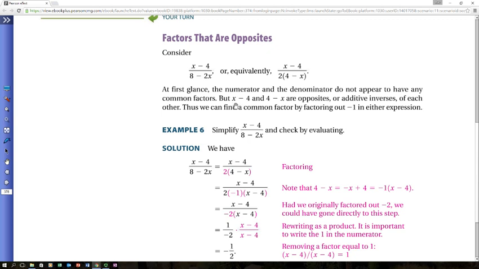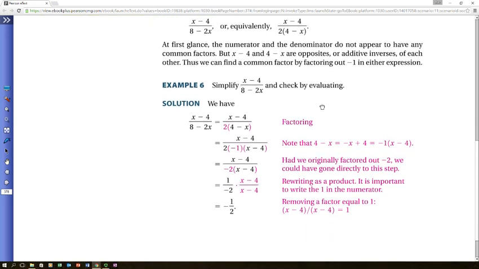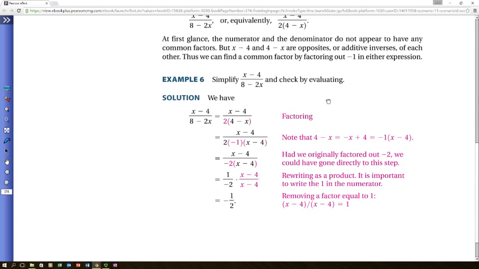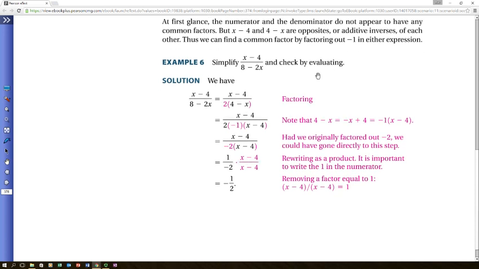But if we look at this, x minus 4 and 4 minus x are opposites, or additive inverses of each other. That's a good thing to remember, additive inverses. In other words, if I added them together, I'd get 0. Thus, we can find a common factor by factoring out a negative 1 in either expression. So let's look at the process of doing this. This is always a nice tool. Last chapter we talked about how sometimes it makes it easier to have that first term be positive. We could always factor out a negative 1, but don't forget to put that back into our factoring.